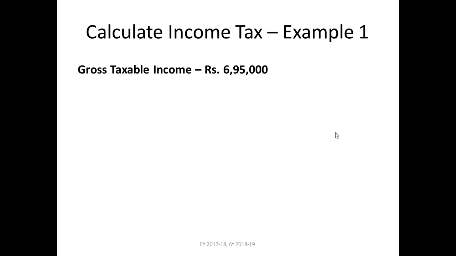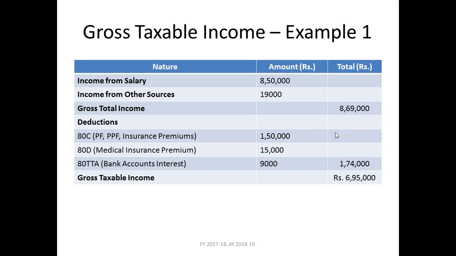Alright, so if your gross taxable income is 6,95,000, as we have seen in the previous slide, it comes to 6,95,000.